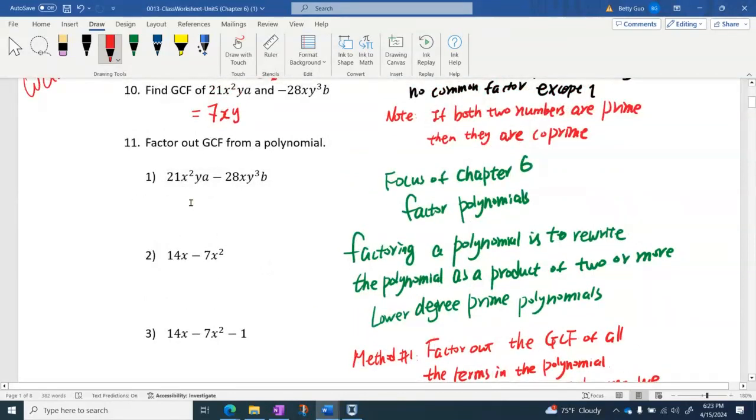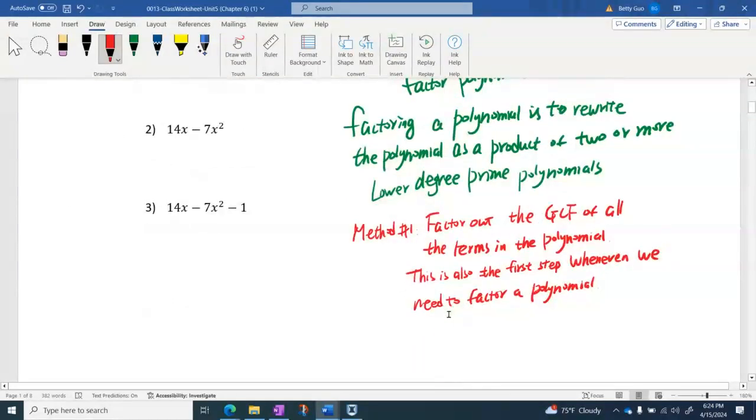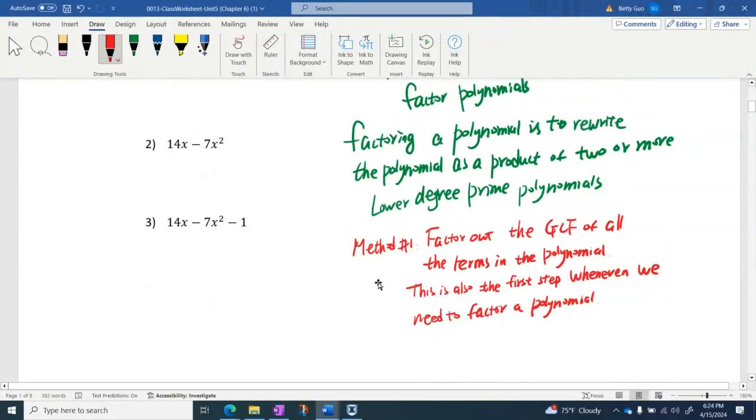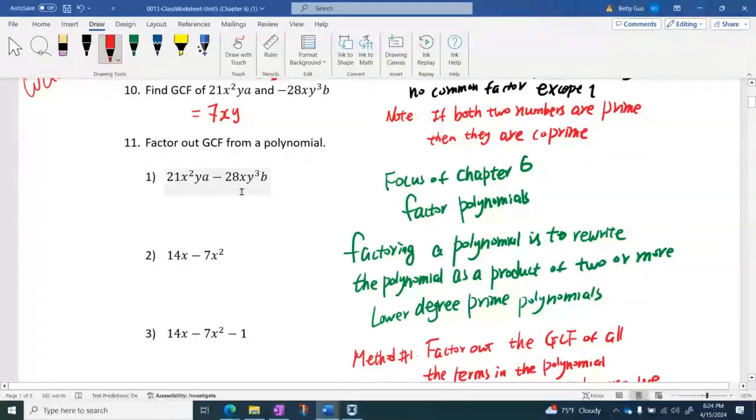The polynomial we are given is a binomial, two terms. The first term is 21x squared y a. The second term is negative 28xy cubed b. We only have two terms. And as I mentioned, whenever we need to factor a polynomial, we start by looking at the polynomial and identifying the GCF of all the terms. If the GCF is 1, then we don't have to do anything, we can just skip the step. If the GCF is not 1, we have to factor it out.